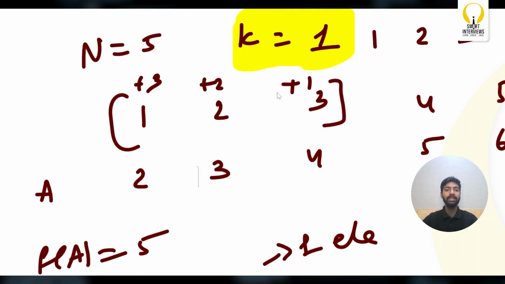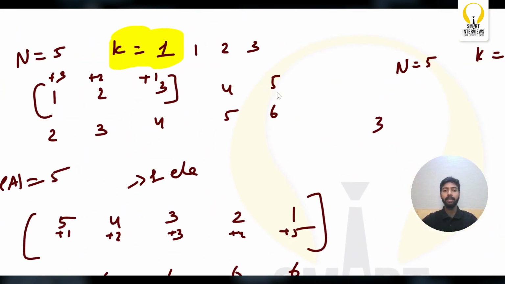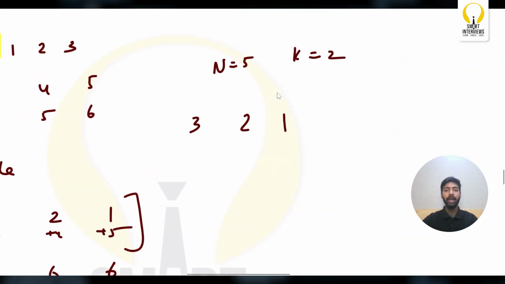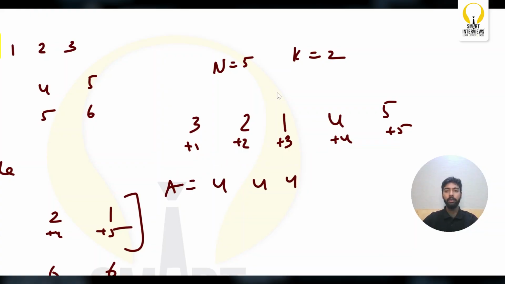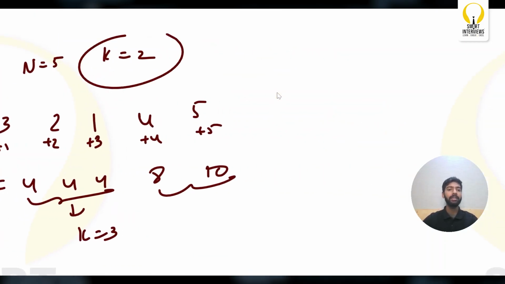So that means these elements should be in reverse order, that is 3, 2, 1 and 4, 5. If I write it this way, I need to add plus 1 here, plus 2, then plus 3 here, plus 4, and then plus 5 here. Now if I construct A, the A will be simply 4, 4, 4, 8 and 10. Do you see? 3 elements are the same and we have 2 different elements, so the value of k will be 3.